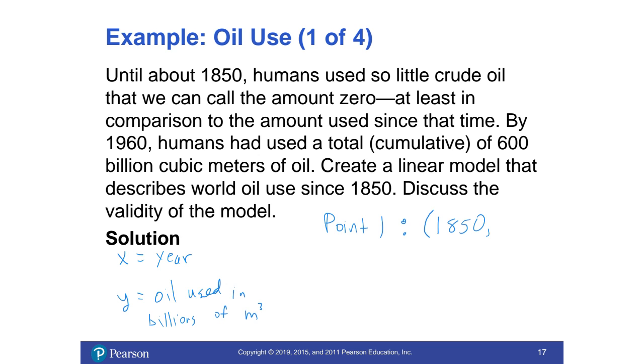So then our 2 points are going to be, point 1, in the year 1850, we basically used no oil, so 0 oil. And then point 2, by the year 1960, only 90 years later, we had used 600 billion cubic meters of oil. So using those 2 points, we're going to make a linear model. So again, our 2 points are 1850 and 0, and our other point is 1960 and 600.